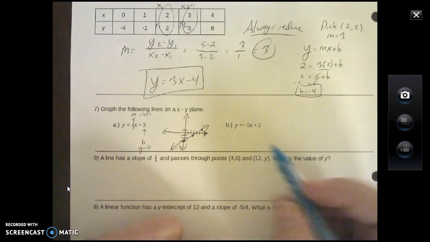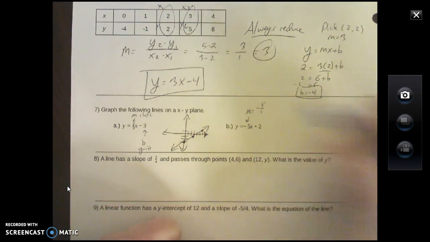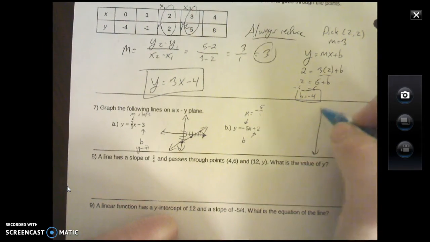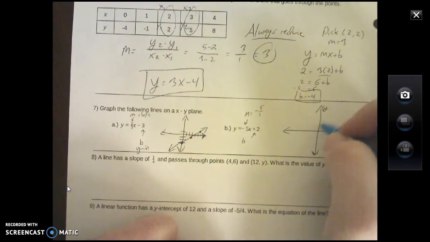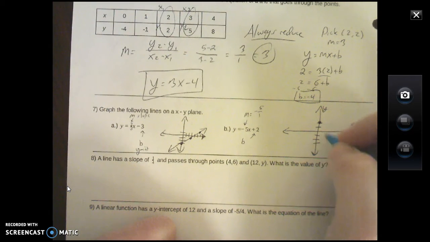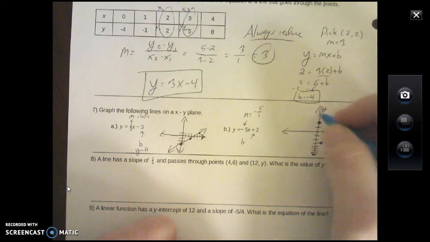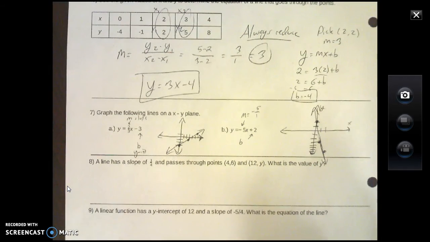Okay. Here, my slope is -5 over 1, right? And my y-intercept, or my b, is 2. So if I was to graph this one, plus 2. Okay. Down 5, 1, 2, 3, 4, 5 over 1. And then just one more, 1, 2, 3, 4, 5 over 1. Sorry, it's not drawn to scale, but you get the idea.